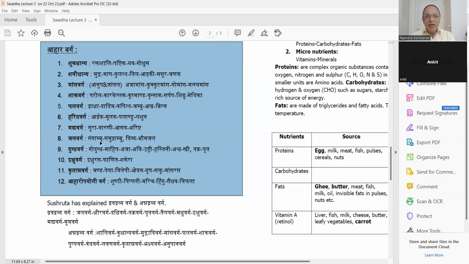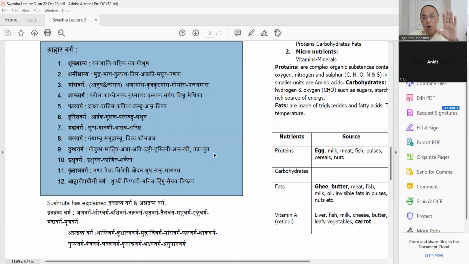Jalavarga: Ganga Ambu, Samudra Ambu, sea water, Divya Jala, and Bhauma Jala of the rivers and the ponds and all these things. Dugdha Varga: Go Dugdha, cow's milk, Mahish, buffalo milk, Aja dugdha, avidugdha, ushtri dugdha, hastini dugdha, ashwa, horse. Stri dugdha, breast milk is the best milk, breast feeding for the first 6 months of life to children. Takra, buttermilk, and ghrita, that is ghee.